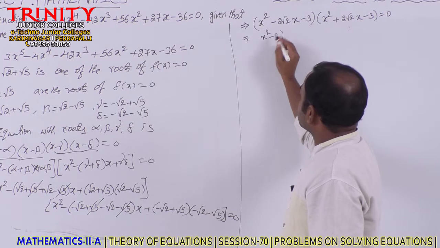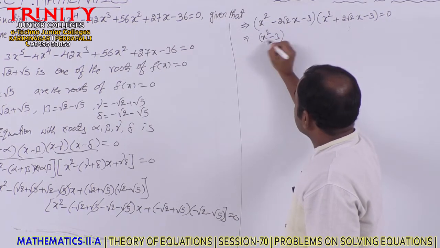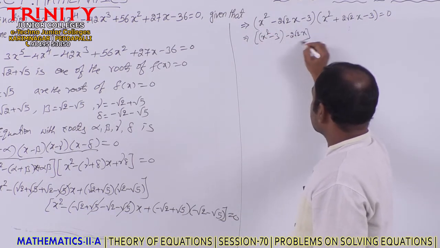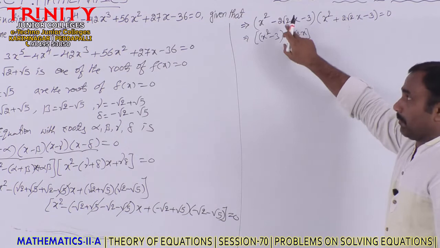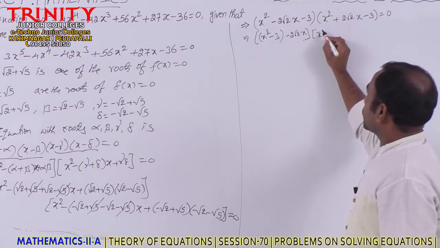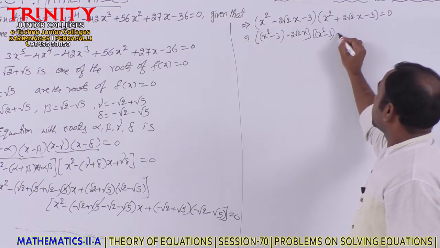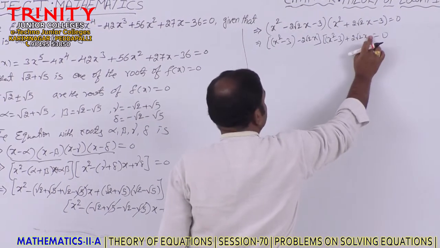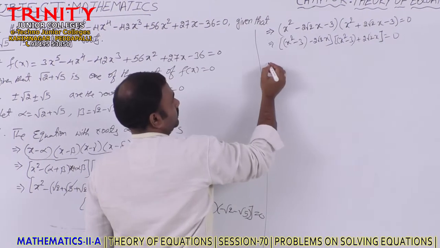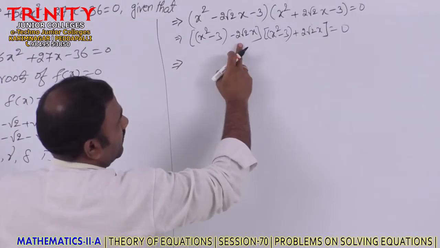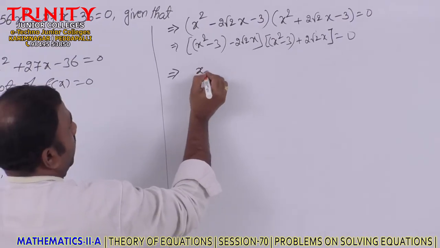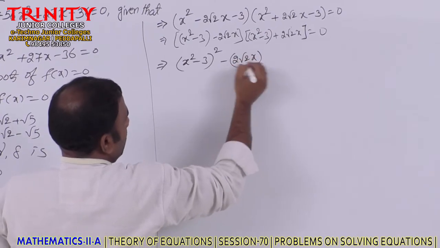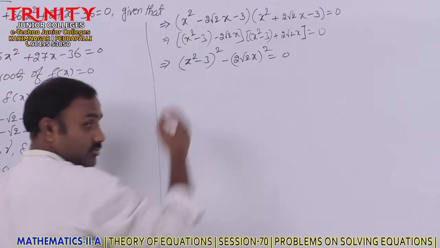x square minus 3 minus 2 root 2x. This one I am taking as one term, this as a and this as b. x square minus 3 plus 2 root 2x is equal to 0. Then again it is in the form of a minus b into a plus b. x square minus 3 whole square minus 2 root 2x whole square is equal to 0.